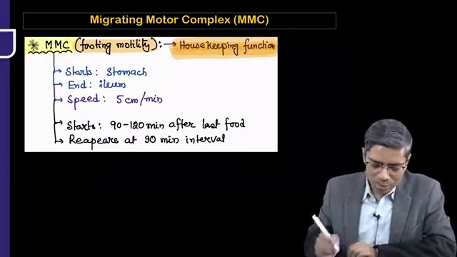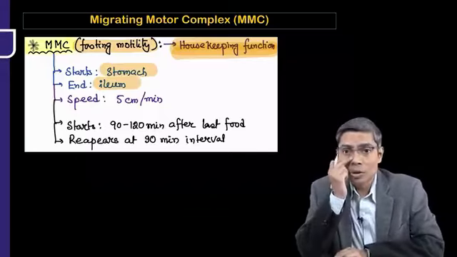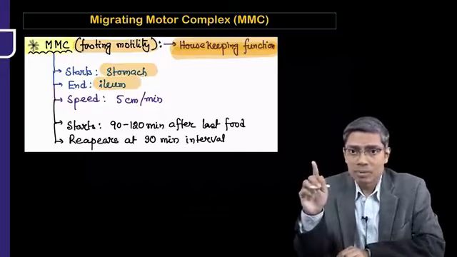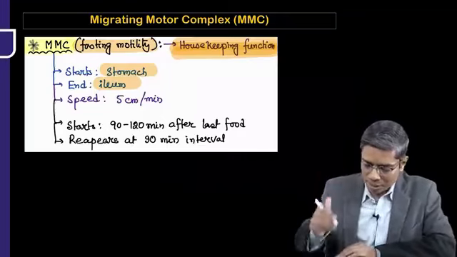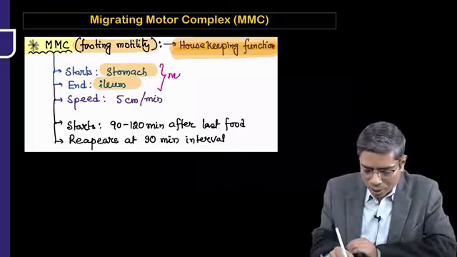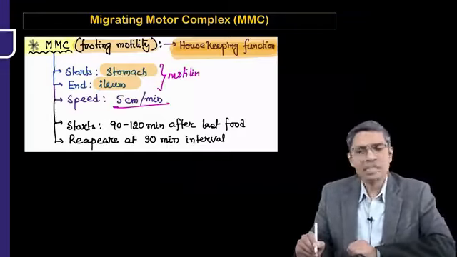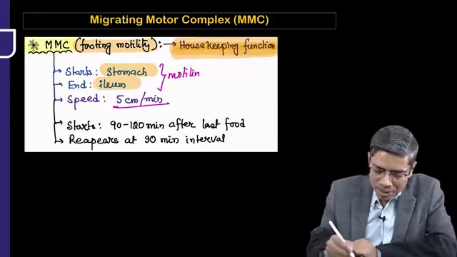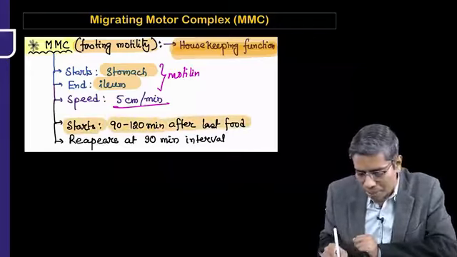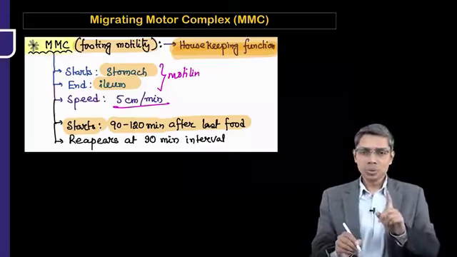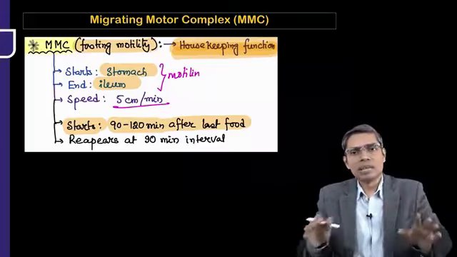Okay. So the migratory motor complex starts from the stomach and it ends at the level of the ileum. That means MMC is not seen at the level of the large gut. It starts from the middle part of the stomach and ends at the level of the terminal ileum. I already told you that motilin is responsible for initiation and controlling of this motility, right? Now the speed of the MMC is 5 centimeter per minute, and the MMC starts only after 90 to 100 minutes after the last food. That means you should fast at least 90 minutes. Not before that is your MMC going to start.